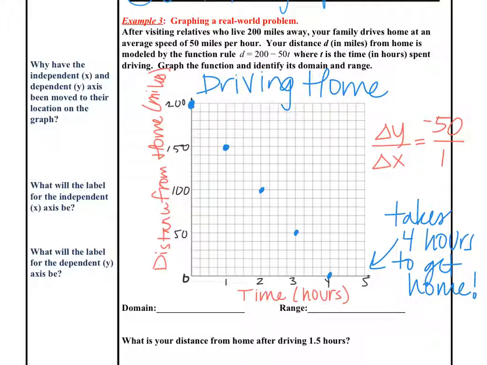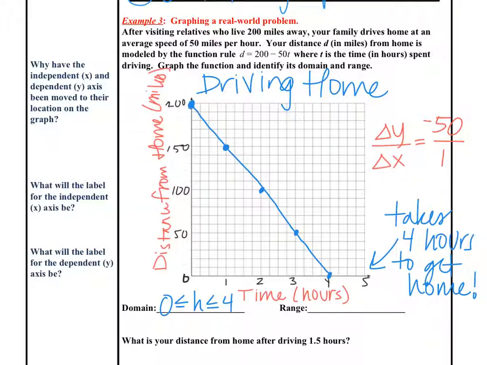You need to connect these points because when you're driving, you can have 1.5 hours and 3.5 hours and part of a mile. You do connect those. Your domain goes from 0 to 4. And you want to use H for hours. So domain goes from 0 to 4 because it's from left to right.